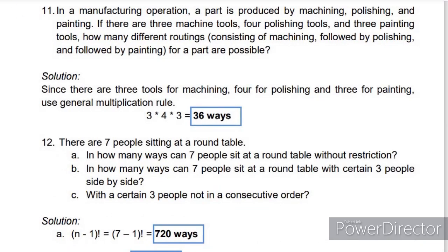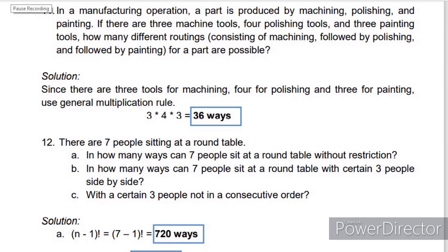Next, number 11. In a manufacturing operation, a part is produced by machining, polishing, and painting. If there are 3 machine tools, 4 polishing tools, and 3 painting tools, how many different routings consisting of machining, followed by polishing, and followed by painting for a part are possible?